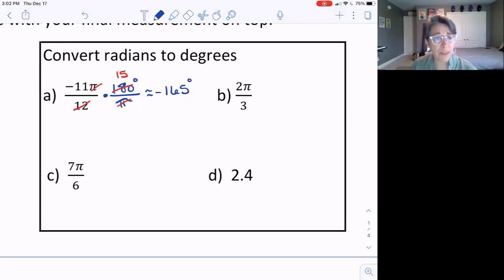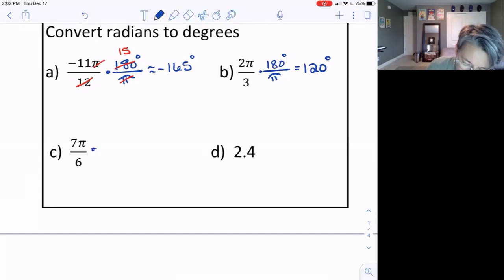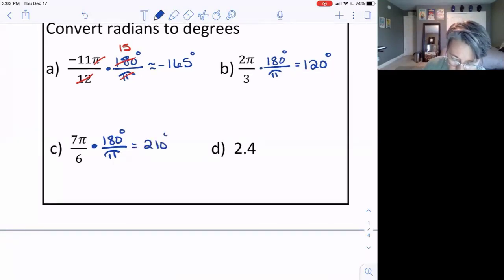In B, we do the same thing, converting radians to degrees, multiplied by 180 degrees over pi radians. 3 goes into 180 60 times. 2 times 60 is 120. So this gives us 120 degrees. 7 pi over 6, multiply it by 180 degrees over pi. Pi's reduce, 6 goes into 180 30 times, so that gives us 210 degrees.